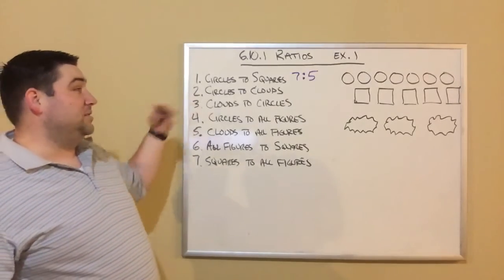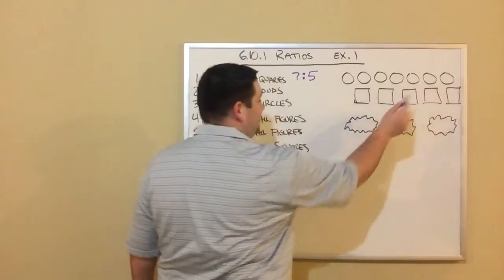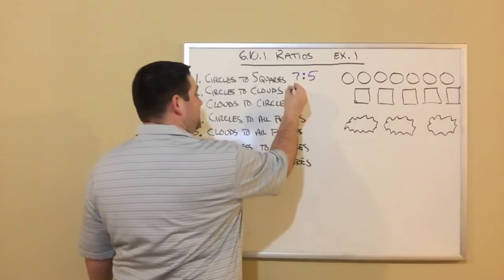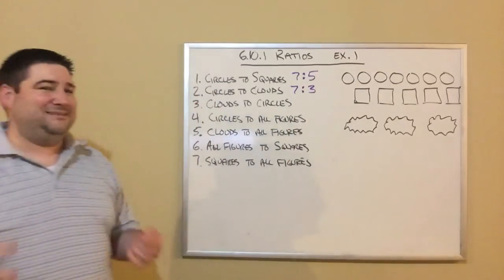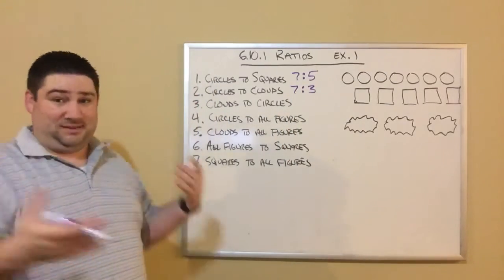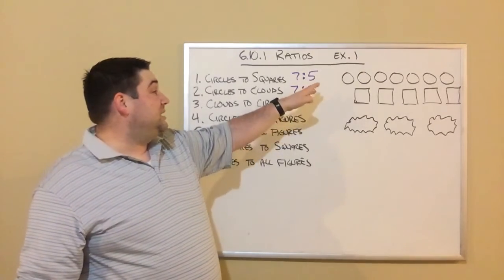So let's look at circles to clouds, number 2. So circles, again, we counted already. There were 7 circles. There's 3 clouds. So it's 7 to 3. As you can see, this isn't really too challenging. I mean, the main skill you need to have is being able to count. So you can see we're just counting up the number of them.